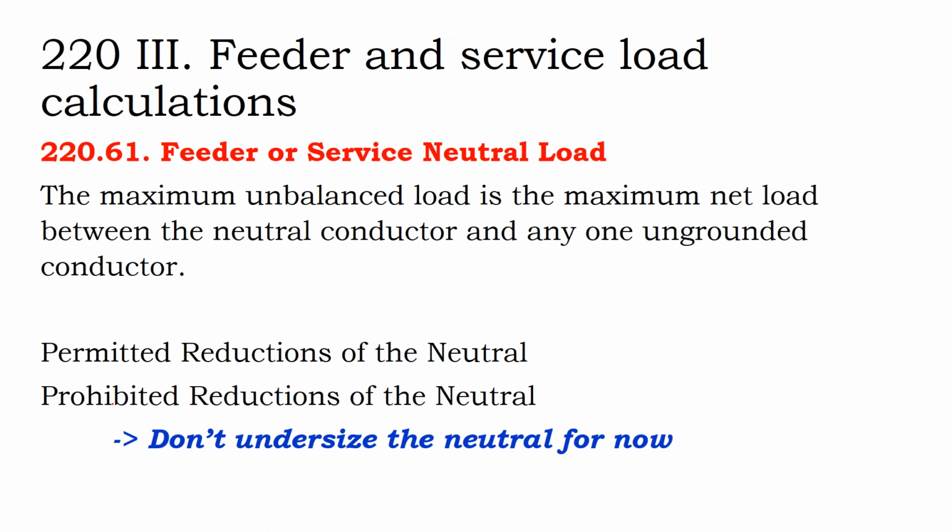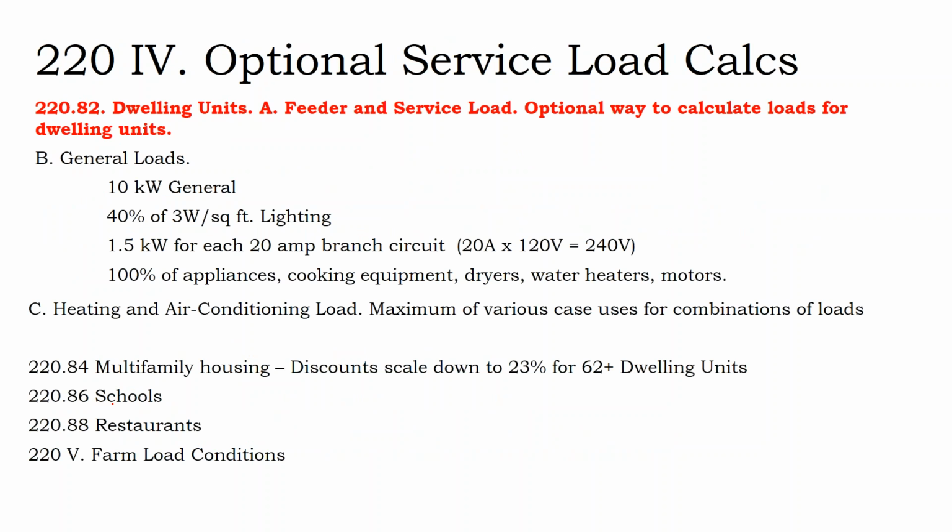For the feeder or service neutral, the maximum unbalanced load is the maximum net load between the neutral conductor and any one ungrounded conductor, and then you get into being able to reduce the neutral. It's not that you start out with an undersized neutral and then for some reason have to step up. You're never going to make a mistake if you start with a full-size neutral and then step down. It's just that you might find a cable assembly, only used under normal circumstances, that allows you to step down a neutral. So for our designs, let's just keep the neutral full size for now to avoid making a mistake.